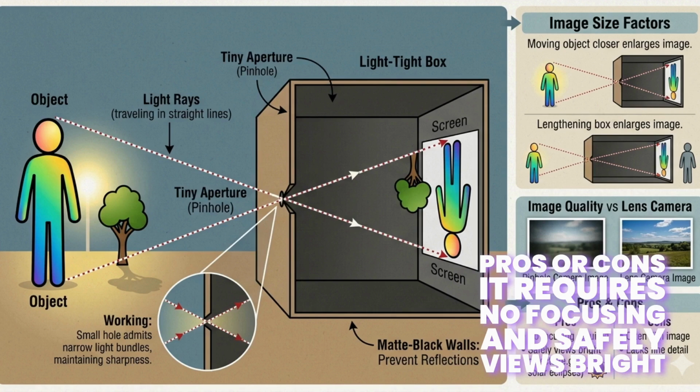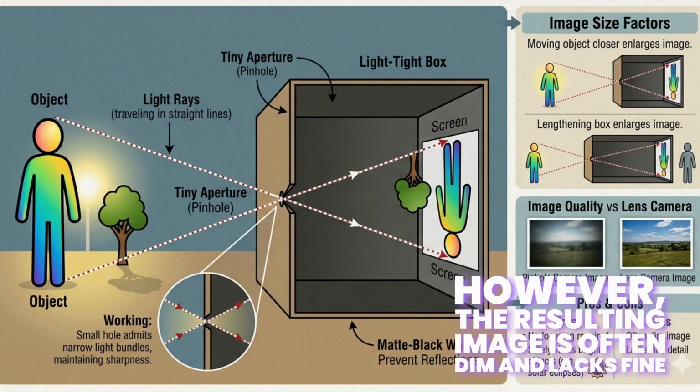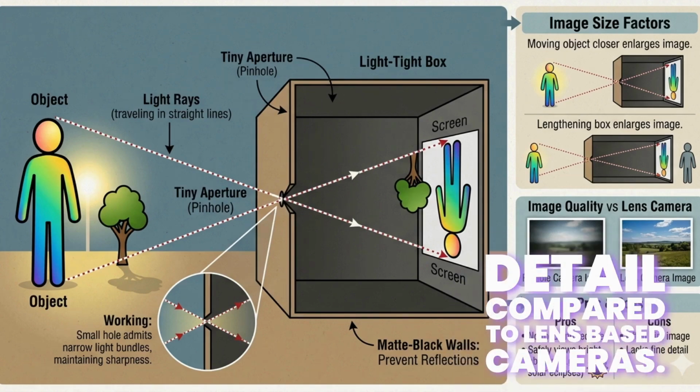Pros and cons. It requires no focusing and safely views bright objects like solar eclipses. However, the resulting image is often dim and lacks fine detail compared to lens-based cameras.